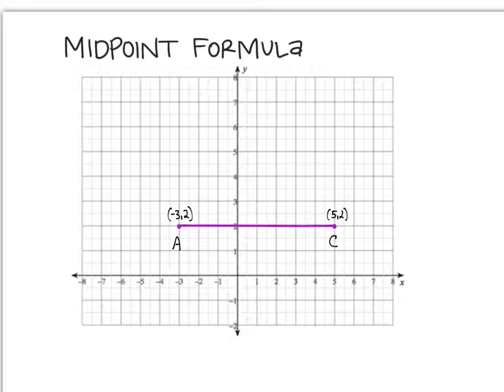If we're given the endpoints -3, 2, and 5, 2, we can put those onto a graph. And if we're trying to find the middle of those two points, well, since it's a horizontal line, it's not that hard for us to just count over one, and another, and I can just keep counting over until I get to the middle. So I would say that the midpoint is 1, 2.